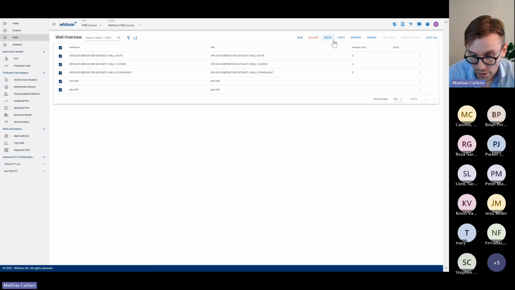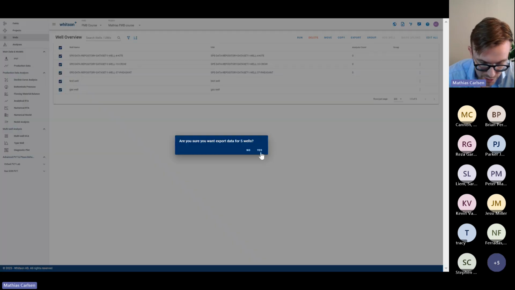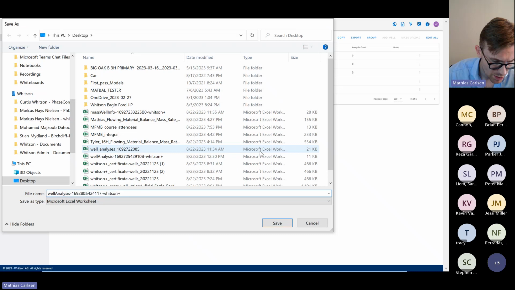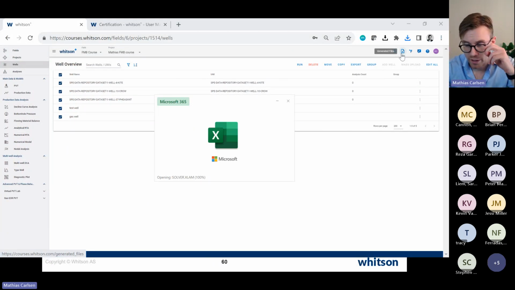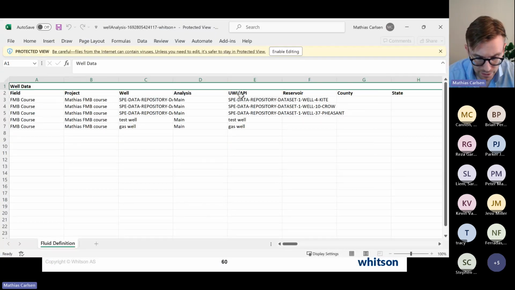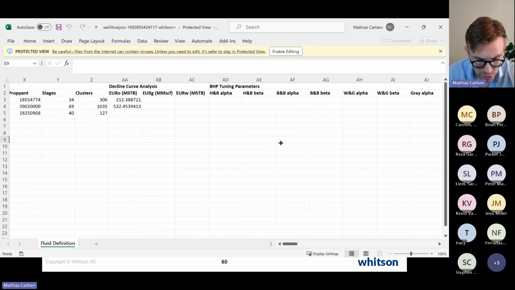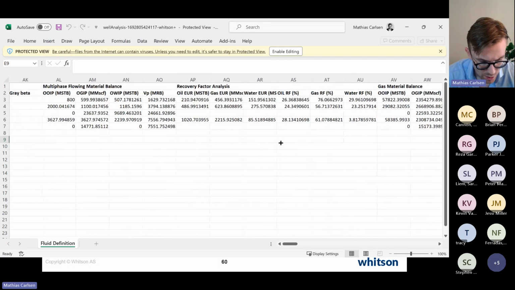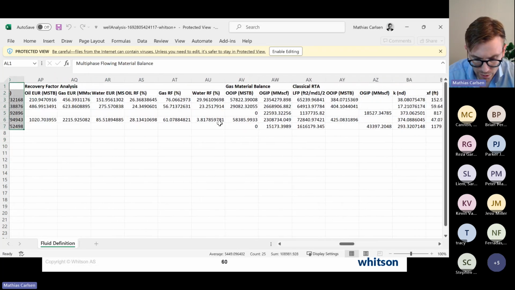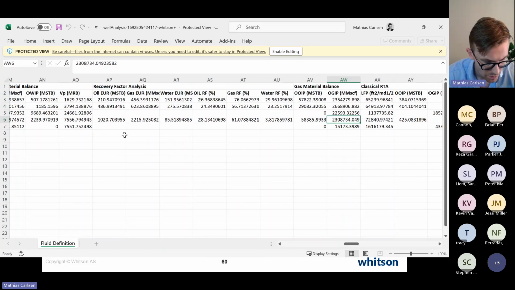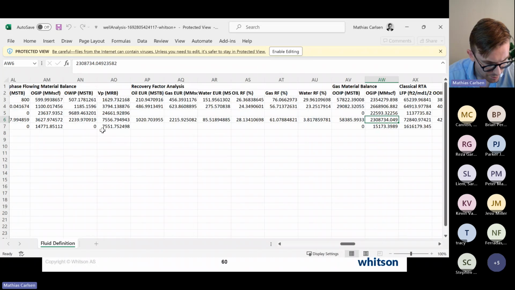Let's say I want to export the well information here, for instance. So that's all the calculated stuff. If I open that file here, you'll see that there are different columns for the multiphase FMB and the dry gas FMB. So here you see the multiphase FMB numbers, that table, and the same goes here for this guy. So this was 23 point something, and the other one was, yeah, 23.6.